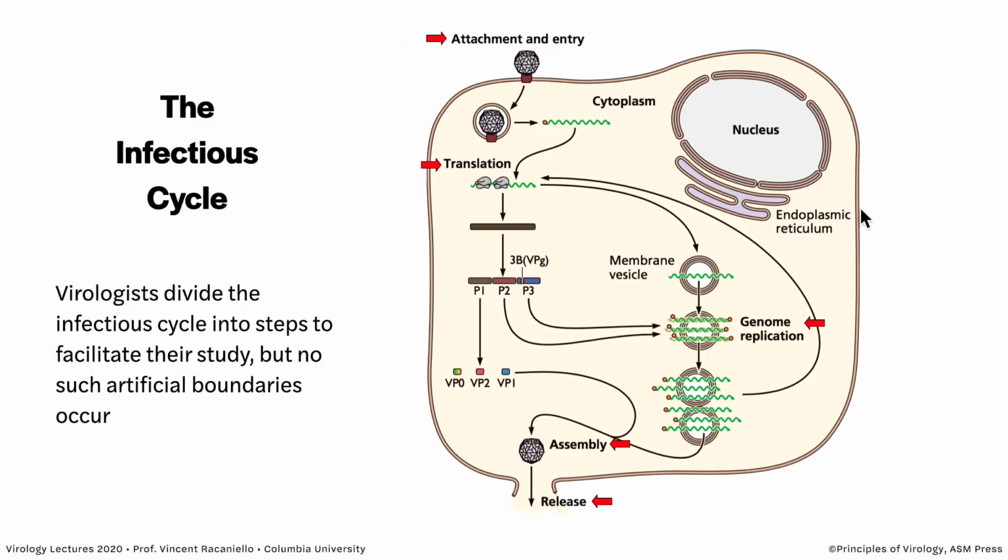The infectious cycle means everything that happens in a virus-infected cell, from attachment and entry to the production of new virus particles. That's the infectious cycle. Sometimes it's called the reproduction cycle. Same thing, synonymous. And virologists divide this into steps just to make it easier to study or highlight them. So we talk about attachment and entry of viruses to receptors.